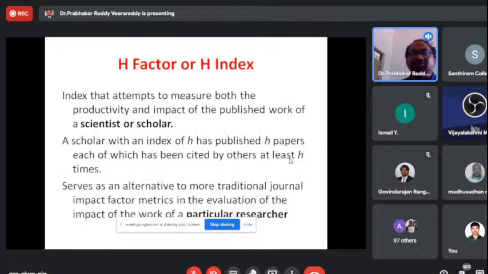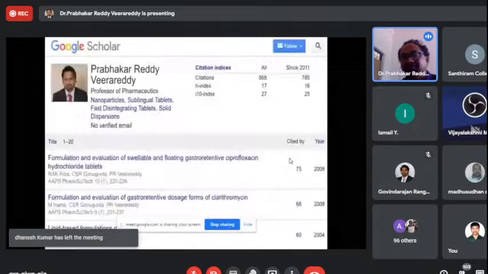It is an index that attempts to measure the productivity and impact of the published work of a scientist or scholar. A scholar with an index H has published H papers, each of which has been cited by others at least H times. It serves as an alternative to more traditional journal impact factor metrics in the evaluation of the impact of the work of a particular researcher. So by seeing this, we can identify.